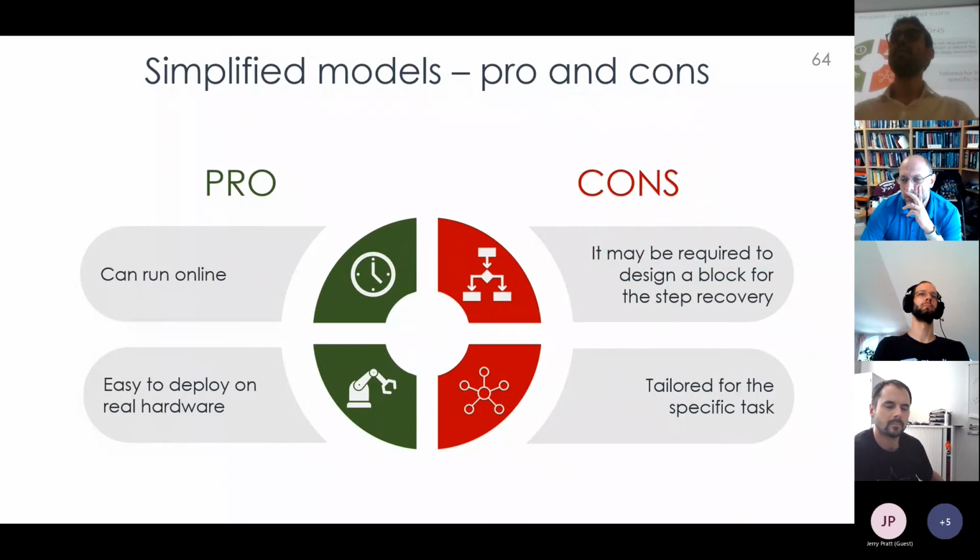They are easy to deploy on real hardware, but unfortunately there are some cons. For instance, in Shafiee, it is required to design an additional block for enabling the step recovery capabilities. Moreover, these kinds of approaches are tailored to a specific task. For instance, if you want to design a controller for running and a controller for locomotion or jumping, you cannot directly use the same simplified model. So this means that we have to somehow connect those kinds of models.